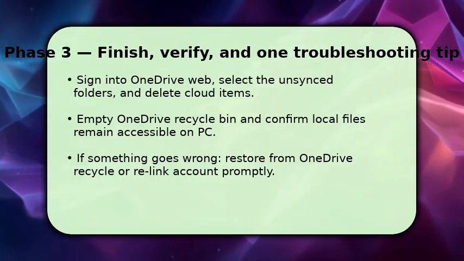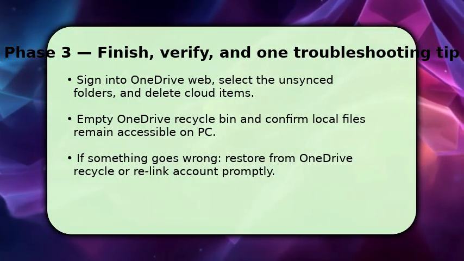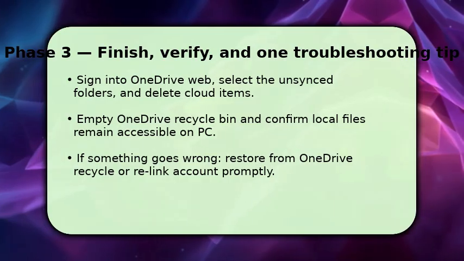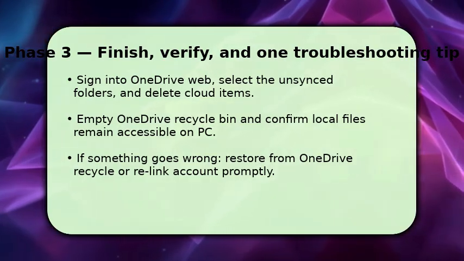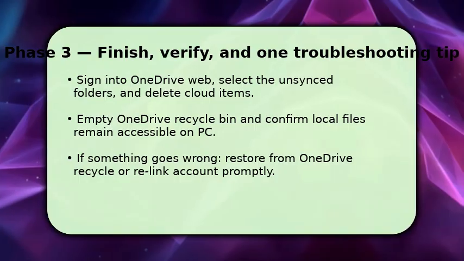After deletion, empty the OneDrive recycle bin to prevent automatic restore. Then test opening files locally and back them up to an external drive for redundancy.